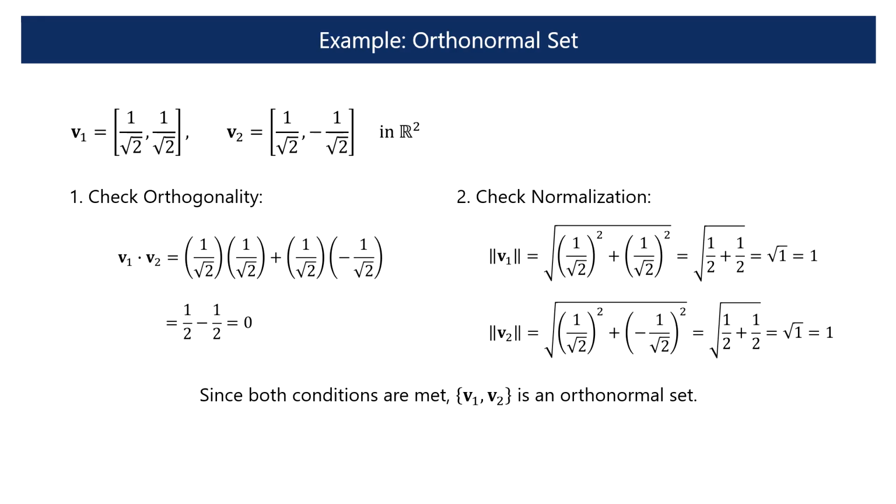Let's see an example of an orthonormal set. Let's consider the vectors v1 and v2 in R2. First, check orthogonality by computing the inner product. It is 0, so these two vectors are orthogonal. Second, check normalization. Both vectors are unit vectors. Since both conditions are met, v1, v2 are an orthonormal set.